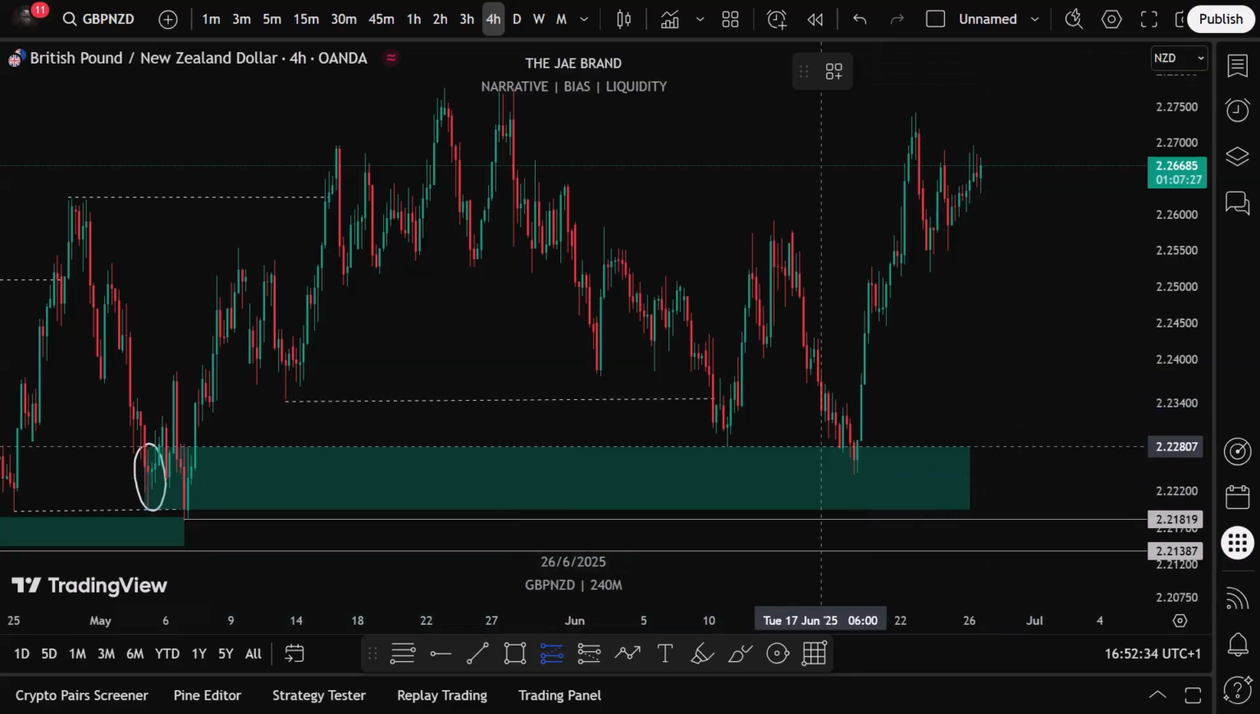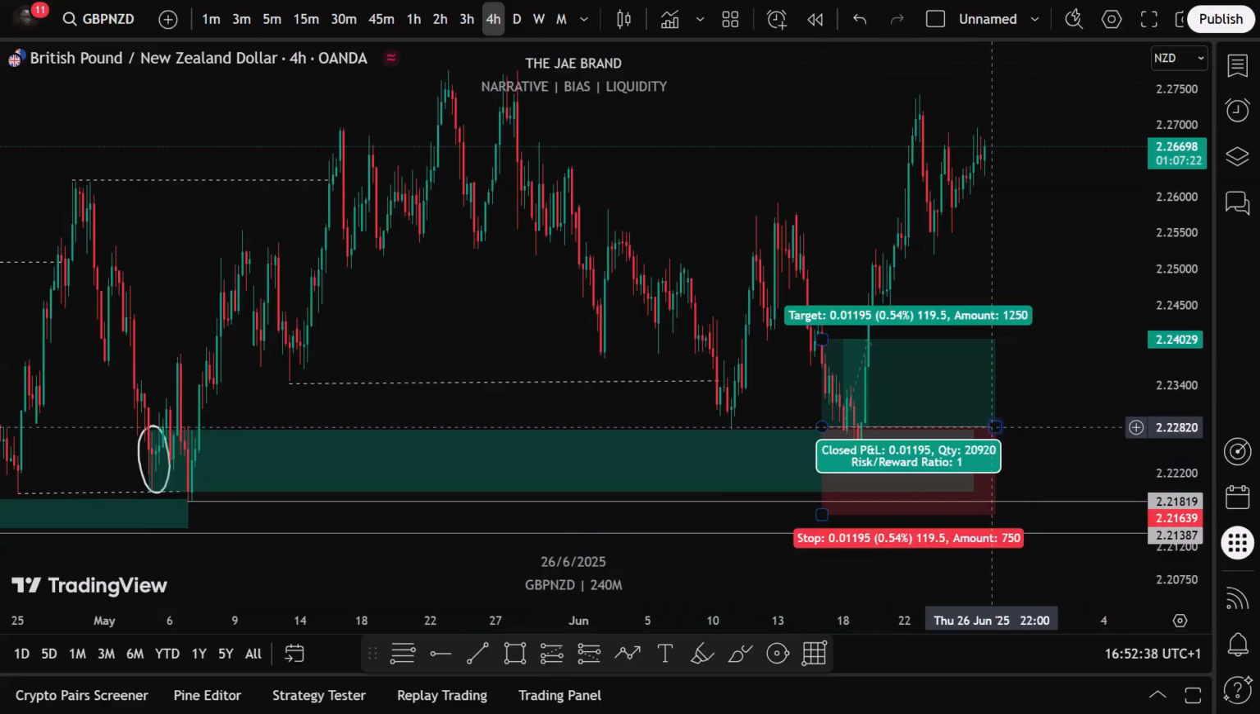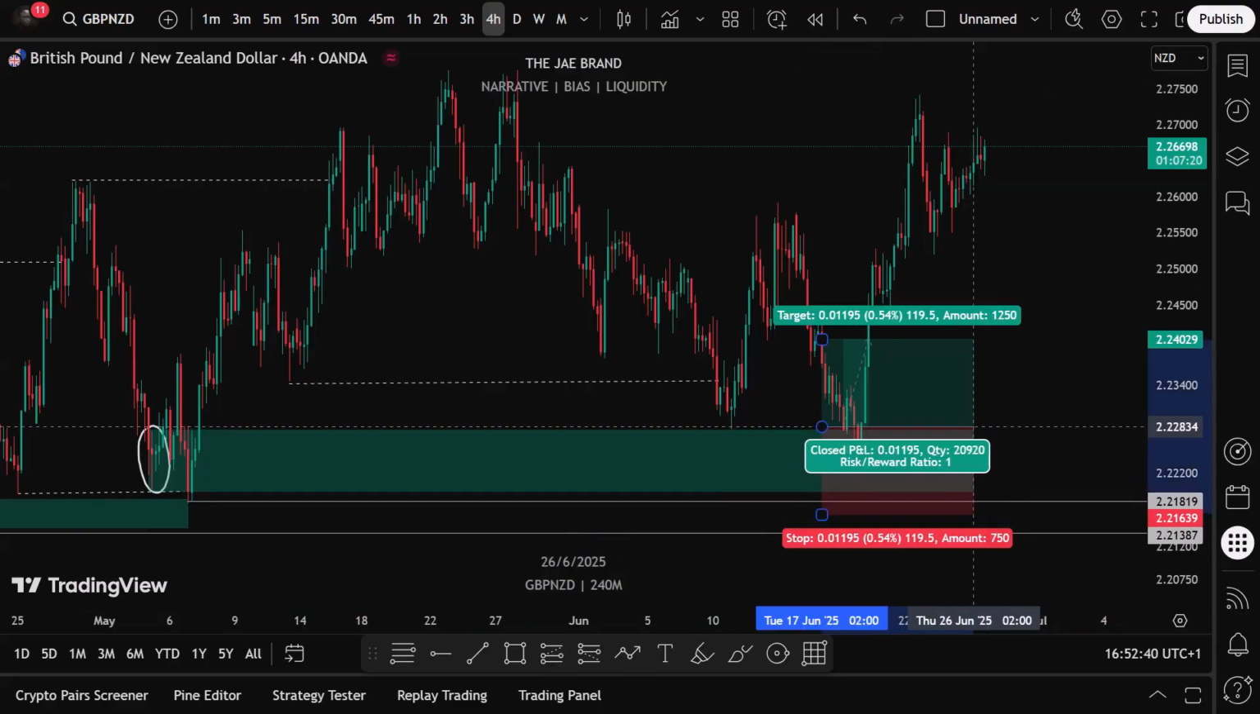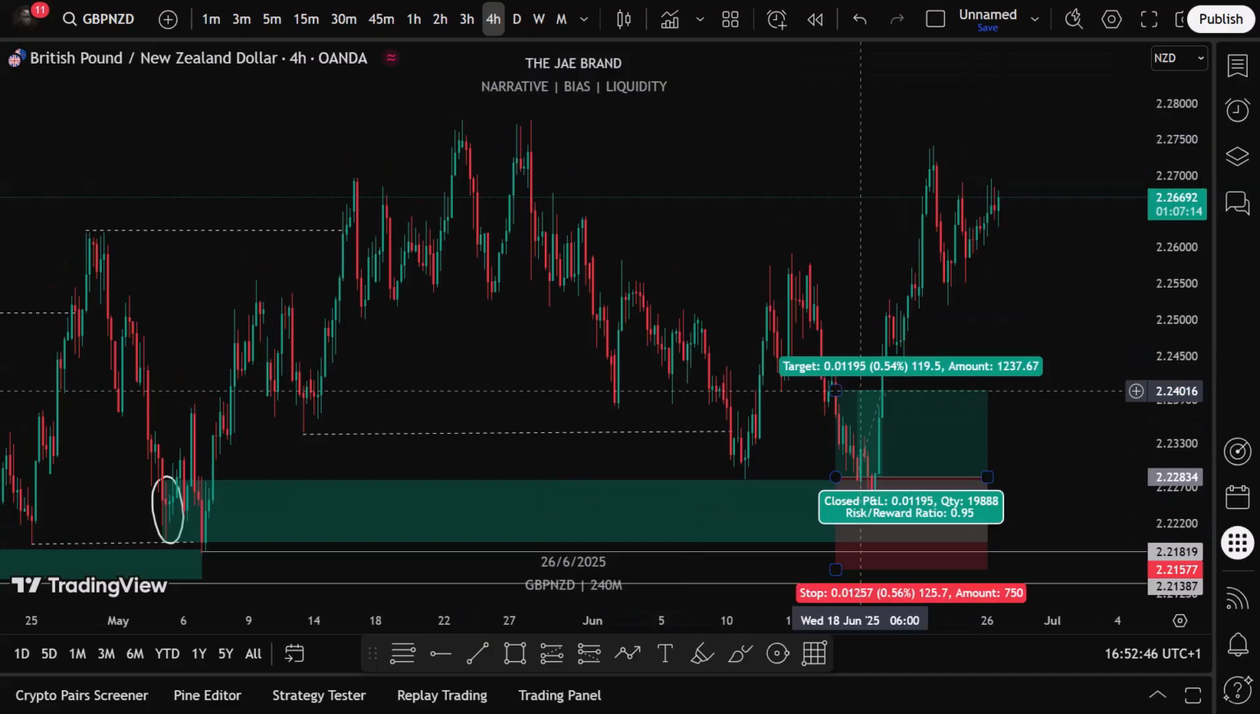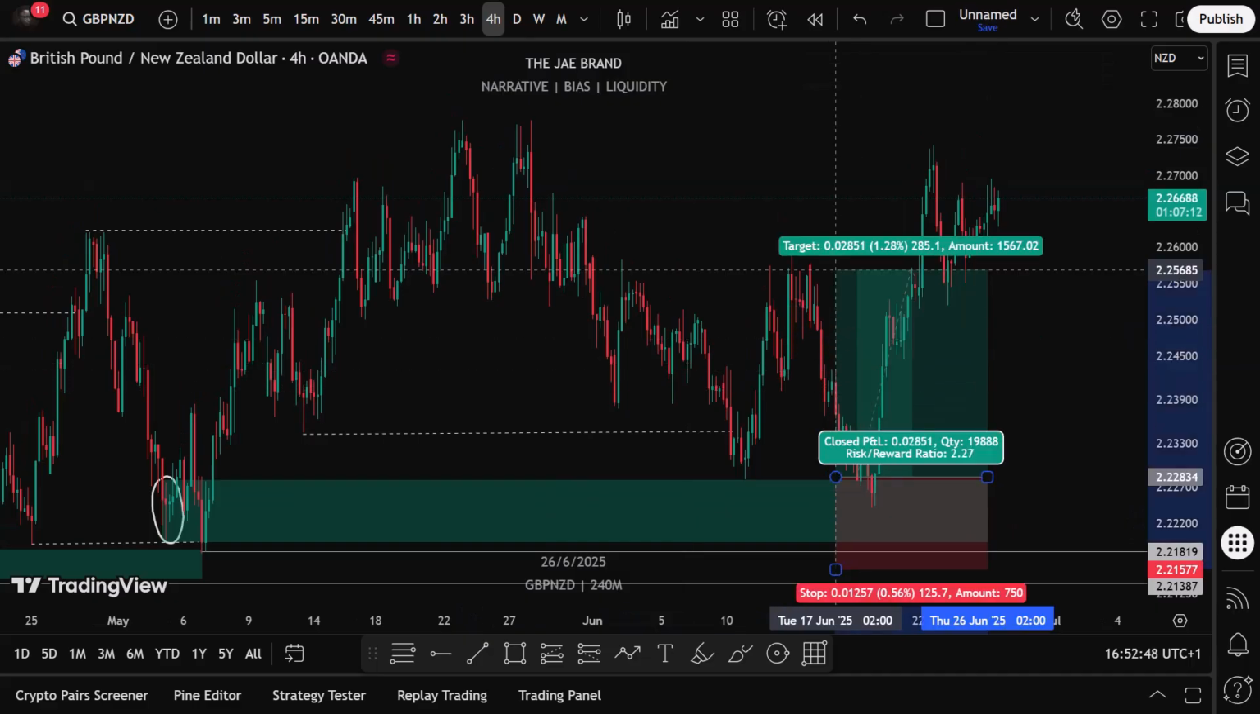No complication, there's no need to complicate the whole thing. Once you have understood this pattern, it works like magic. It eases your stress and helps you make good profit.